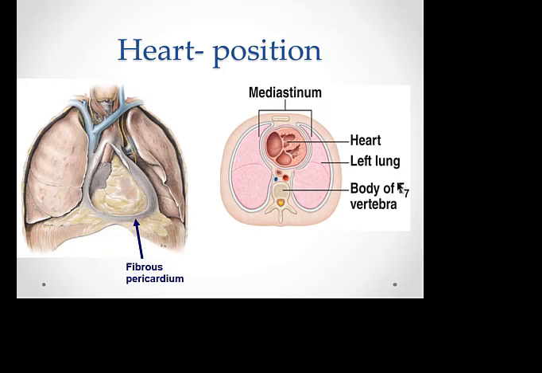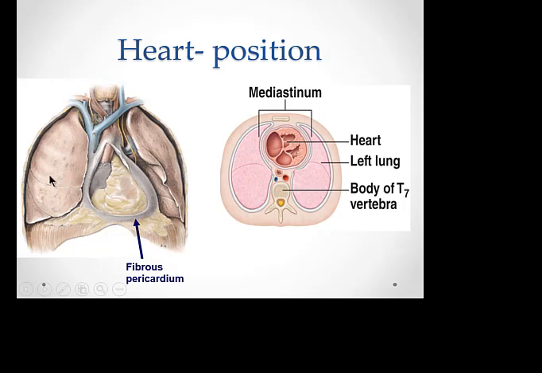When you're looking at the position of the heart, this is a transverse section taken through the thorax up here. The two lungs are on either side, surrounded by their individual pleural cavities. And this central area, which lies between the vertebral column at the back and the sternum in front, and the two pleural cavities on either side, is called the mediastinum. The heart lies in this mediastinal area, okay? So you can see it has the two lungs with their pleural cavities on either side.